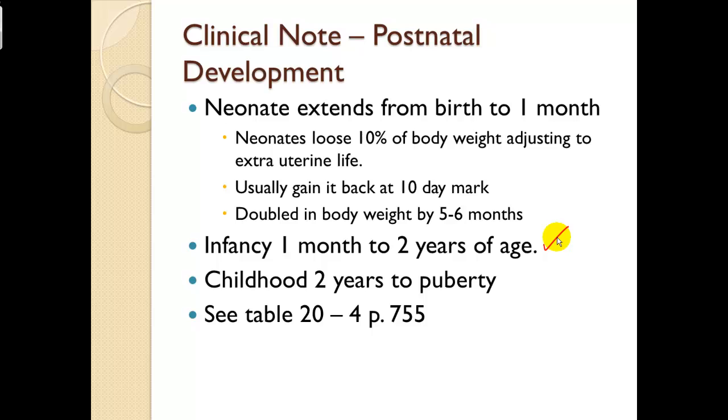Childhood, 2 years to puberty, or the onset of pubescent hormones. And the table is 20.5 in your book, 20-4 in your book on page 755.